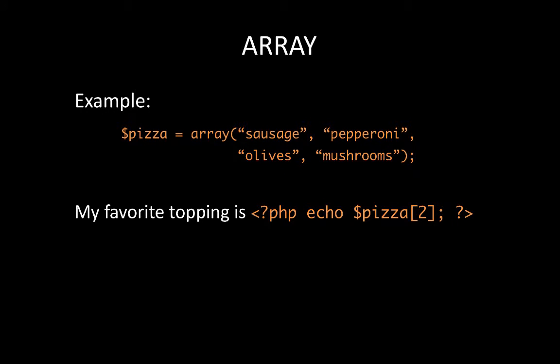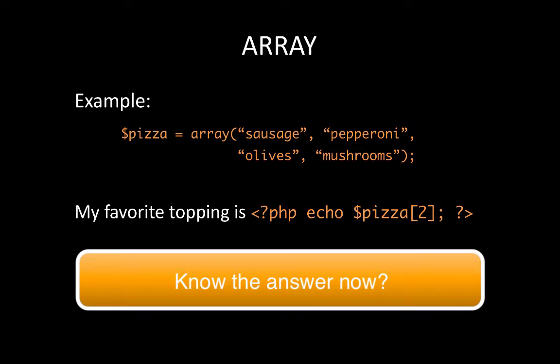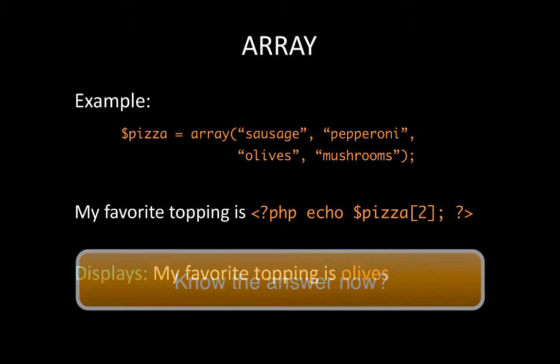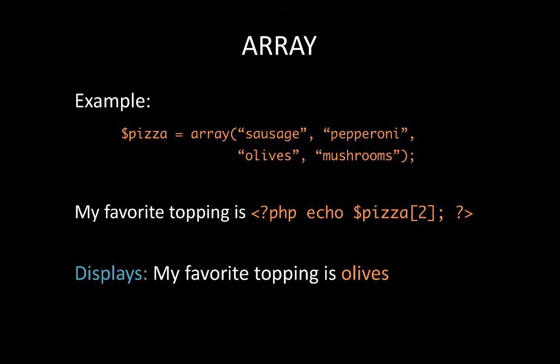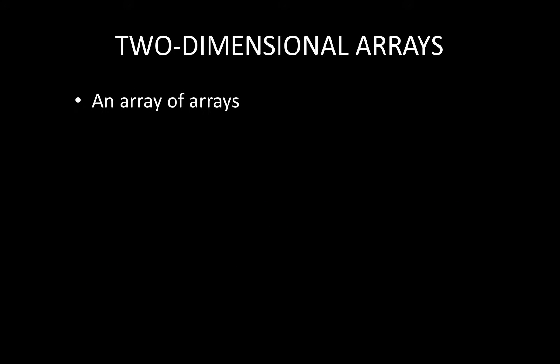So let's look at this again. This is that same array, and it says my favorite topping is. That will display my favorite topping is olives. So if we look at this, we go 0 is sausage, 1 is pepperoni, 2 is olives. So if we're saying echo $pizza, value 2 in the square bracket, then our sentence will finish out and say, my favorite topping is olives. So those were basic arrays.